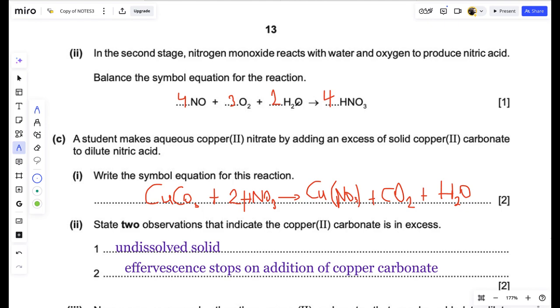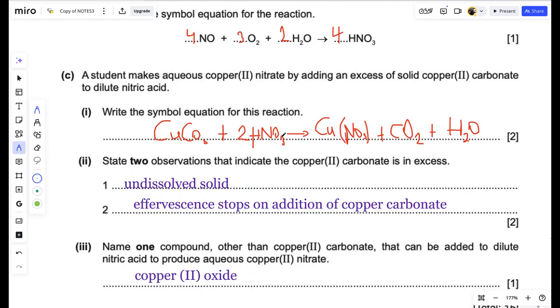Nitrogen, you check. How many nitrogen do you have here? 4. How many do you have here? 4. So nitrogen is balanced. What else? Again, we have hydrogen. Hydrogen here, 2 times 2 is 4. Here, 4 times 1, 4. So it's balanced now. You can see the number you write here makes it balanced. You get your 1 mark.